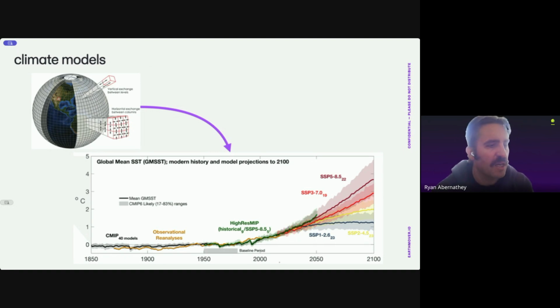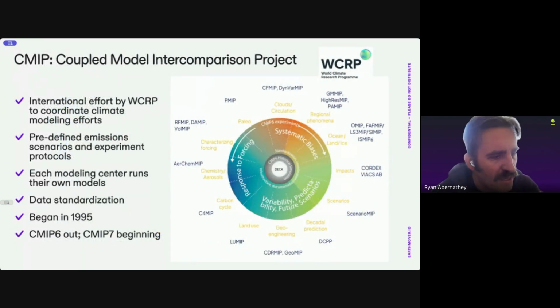So I want to spend a little bit of time talking about where these data come from and how this process of climate modeling actually works. The main source for all of our climate projection data comes from the Coupled Model Intercomparison Project, or CMIP. This is an international effort coordinated by the World Climate Research Programme that aims to align and coordinate all of the different climate modeling centers around the world towards a shared goal. What CMIP does is define these emission scenarios and experimental protocols for each of these modeling centers to run.